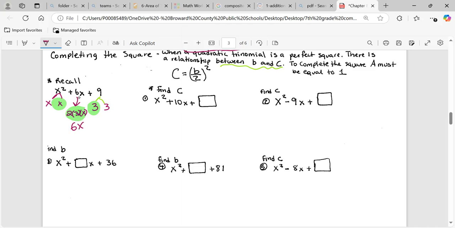We see that the middle term is true. If it is true, this is a perfect square trinomial, and I was able to do x plus 3 squared. We are now going backwards from that concept to say that if you know the middle term, you could just divide by 2. So c is equal to the middle term, b, divided by 2 squared. That's how we get that formula right here.